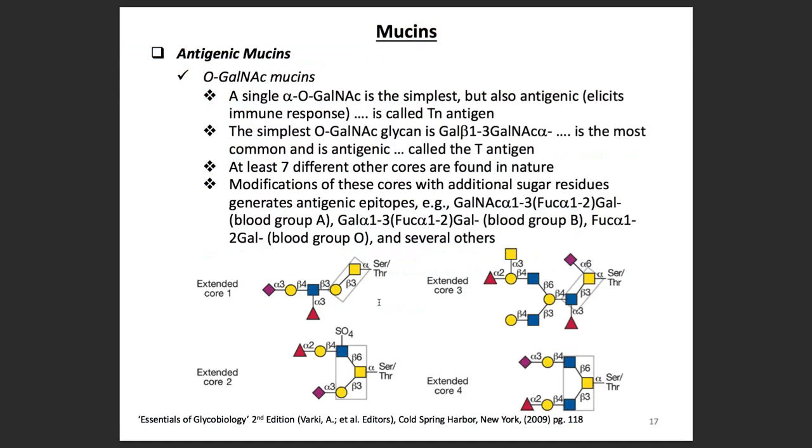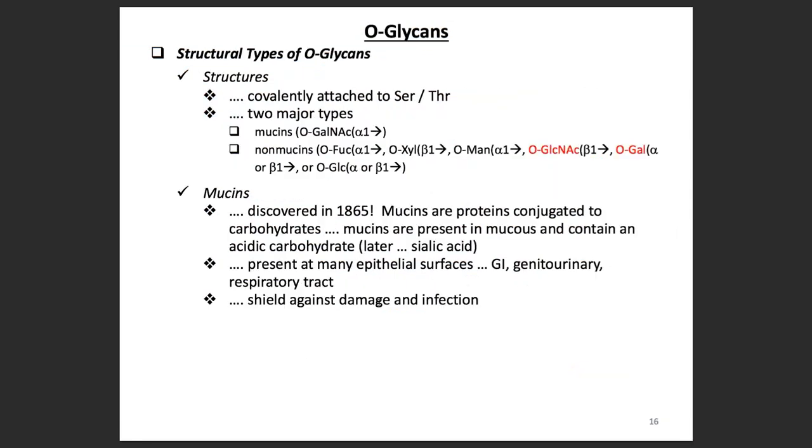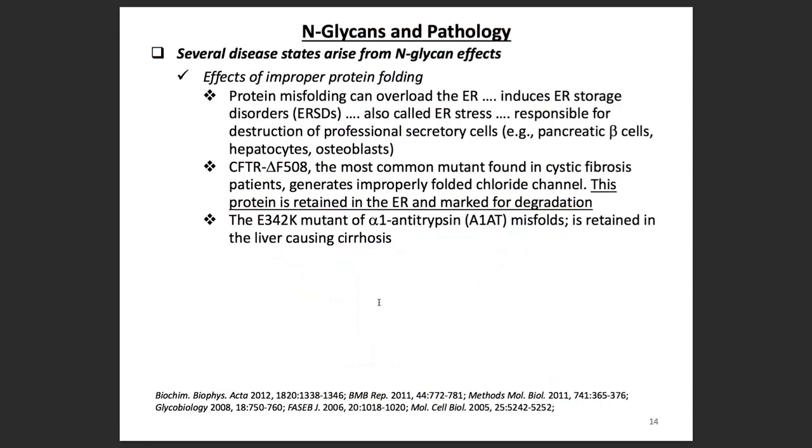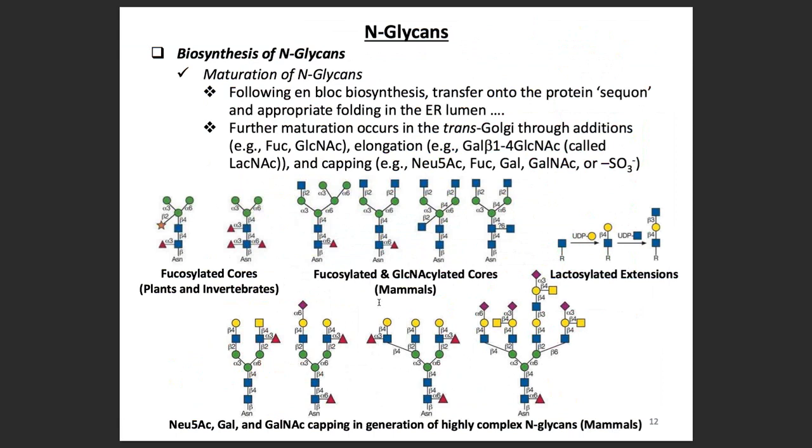Okay. Now, if you don't have sialic acid, then the N-acetylgalactosamine can be modified. I forgot to mention that when I did that. But notice the structures.